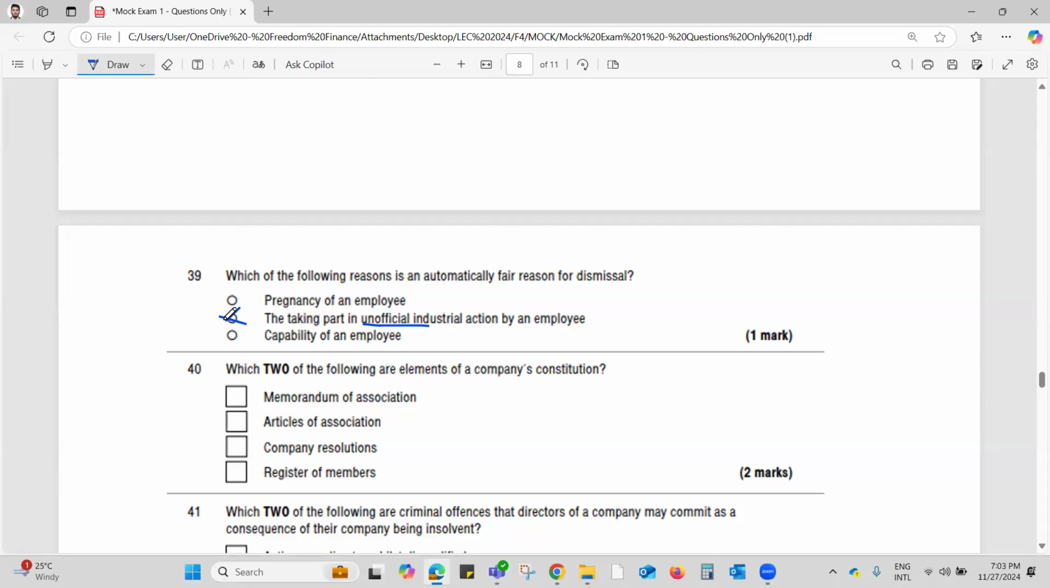Then, which two of the following are elements of a company's constitution? So the elements of a company's constitution are the articles of association and the company's resolutions. Because a company's constitution consists of articles of association and any resolutions or agreements it makes, which are the two main elements of a company's constitution.